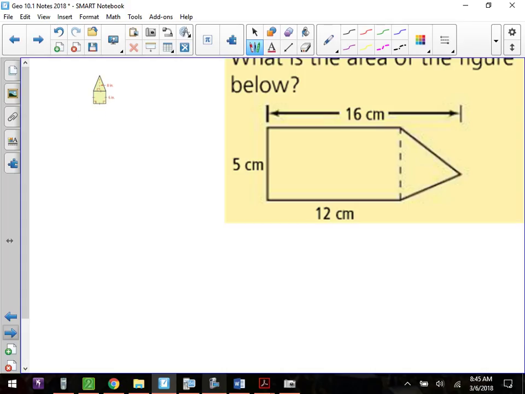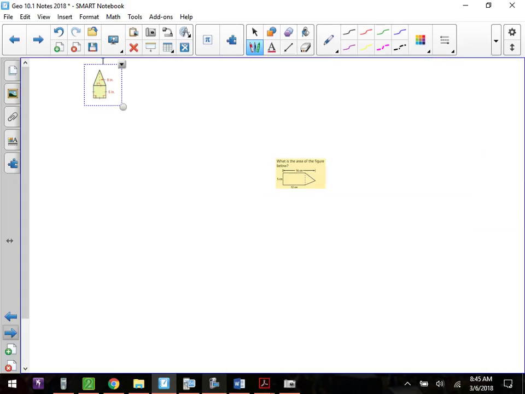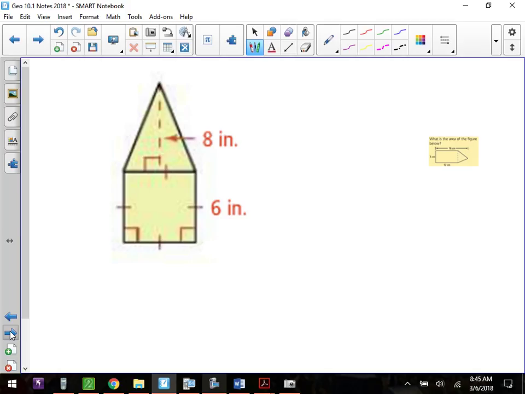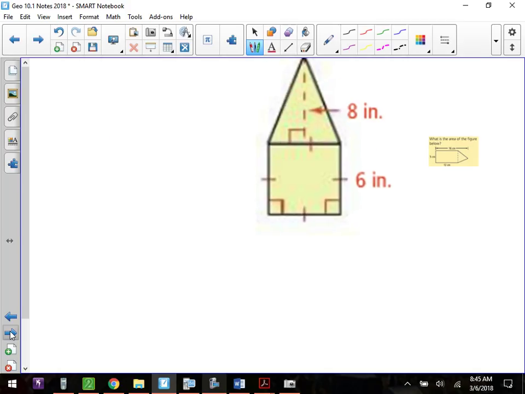We'll do 2 of these. I think we'll do 2 first. A composite figure is a figure that's made up of 2 shapes. So the biggest thing you have to try to figure out here is, what are the 2 shapes?